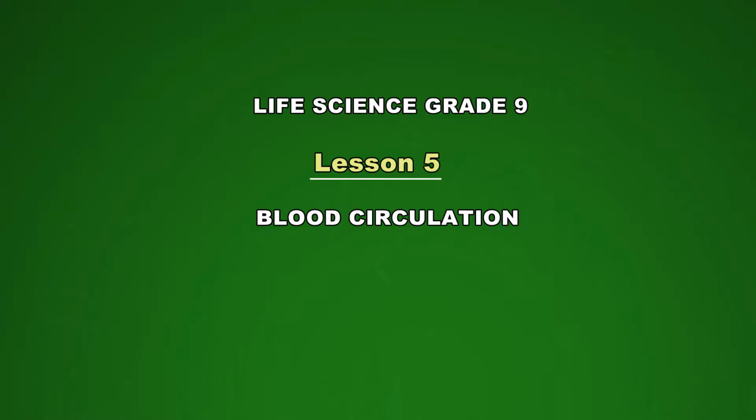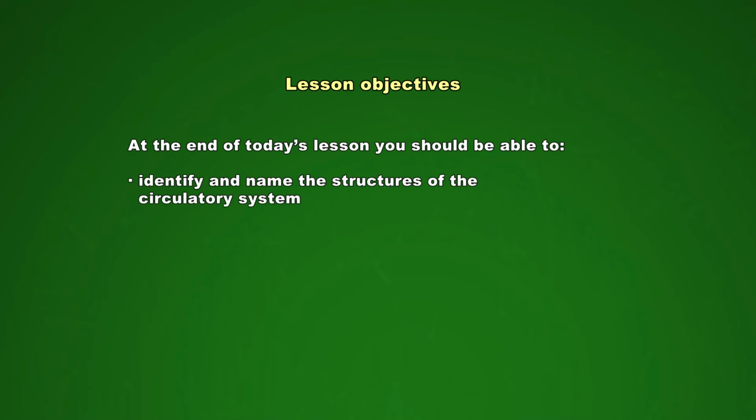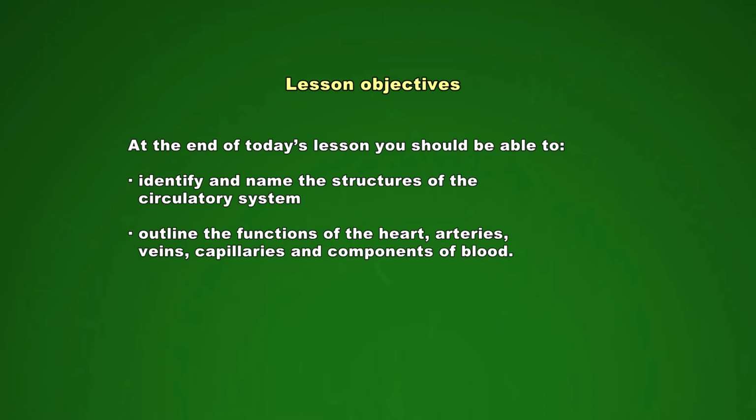Today's topic will be blood circulation. Our learning objectives: learners should be able to identify and name the structures of the circulatory system, outline the functions of the heart, arteries, veins, capillaries, and components of blood.